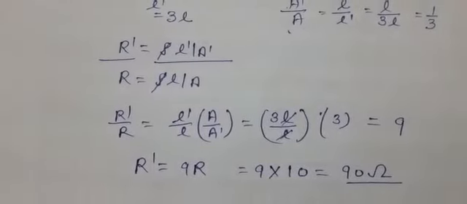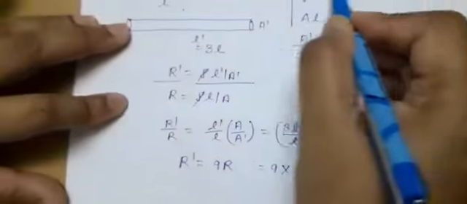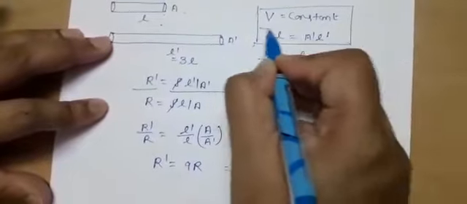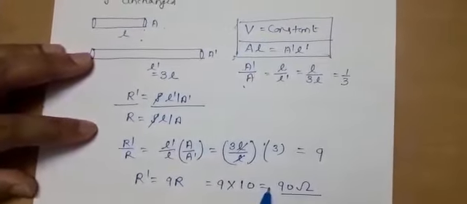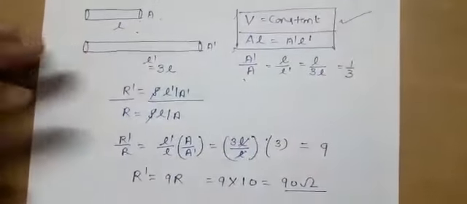So this question was quite simple. The main concept here is that whenever the wire is stretched, there is a change in its area and length, the volume remaining constant.